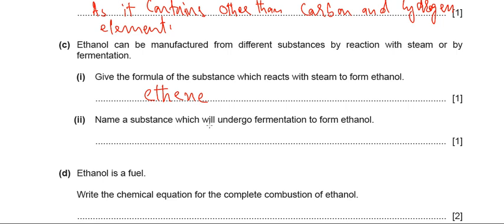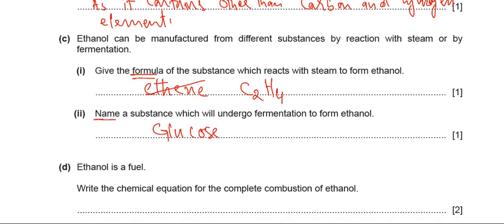Here it says write the formula. So if my answer is correct but I'm not following the format, I will not get the marks. You have to follow the instructions. So we are going to write the formula of ethene, which is C2H4. We are not going to write the name, we are going to write the formula. But here it demands: name a substance which will undergo fermentation to form ethanol, so it is glucose. Fermentation of glucose produces ethanol.